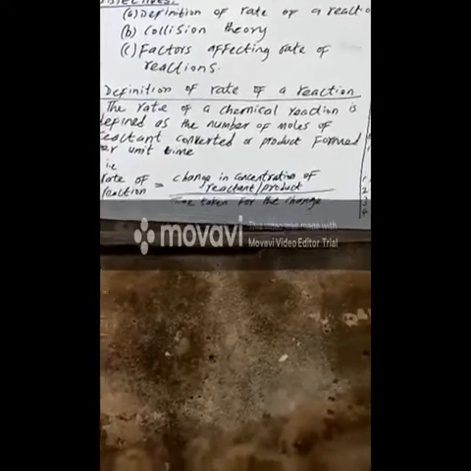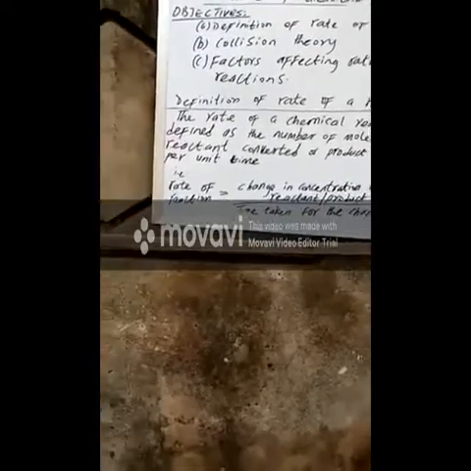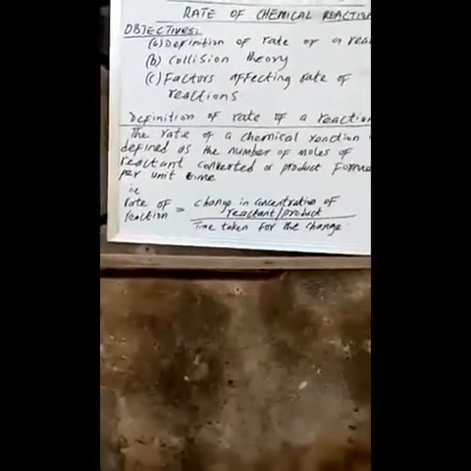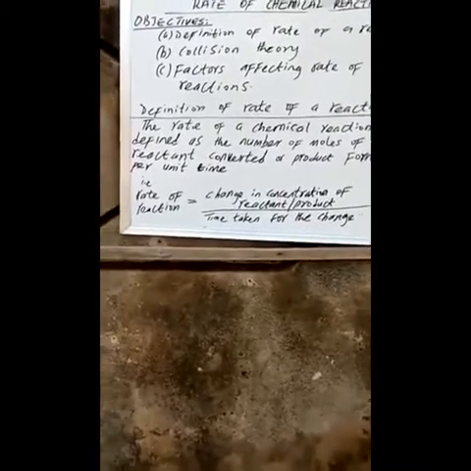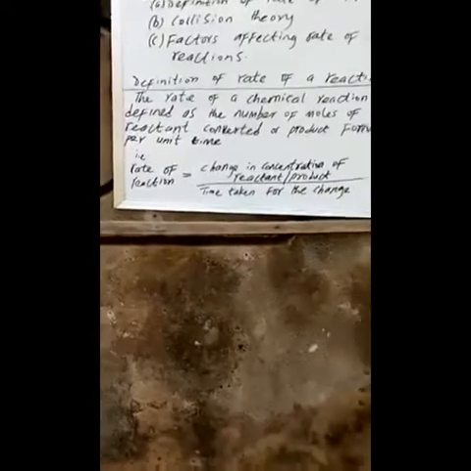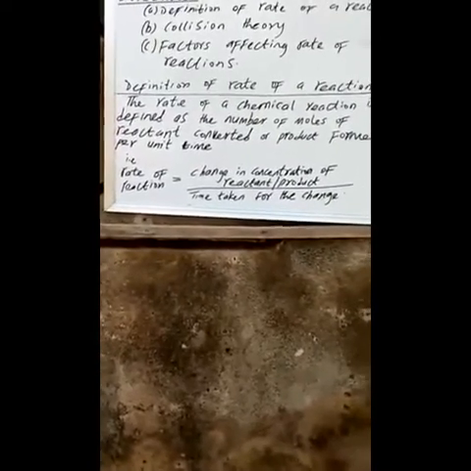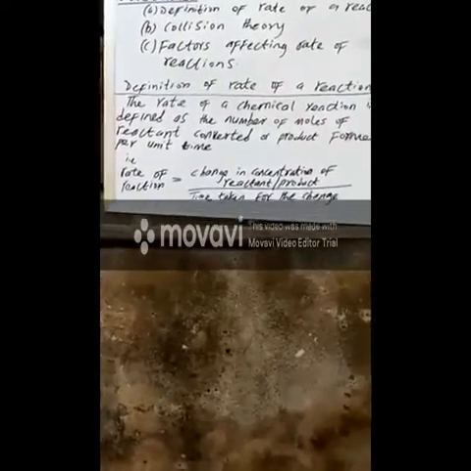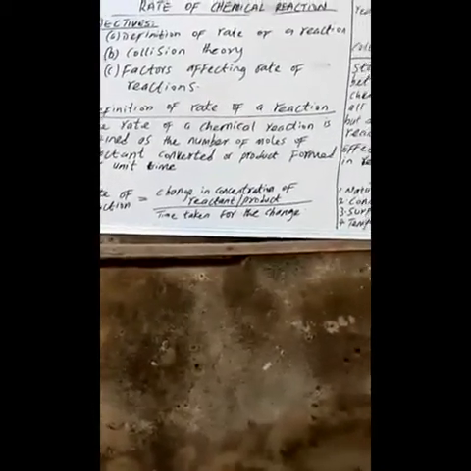Rate of a chemical reaction. The rate of a chemical reaction is defined as the number of moles of reactant converted or product formed per unit time. Now, mathematically, it is expressed as the change in concentration of the reactants or products divided by the time taken for the change to occur. What do I mean by this?